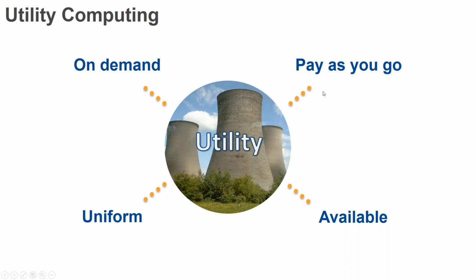That is, in the months they need more, they utilize more, and they pay more for it. And in other leaner months when they are using less, they pay less, right? It is available all the time, at least most of the time. And then it is uniform for all customers. It does not vary from one customer to the other, right?